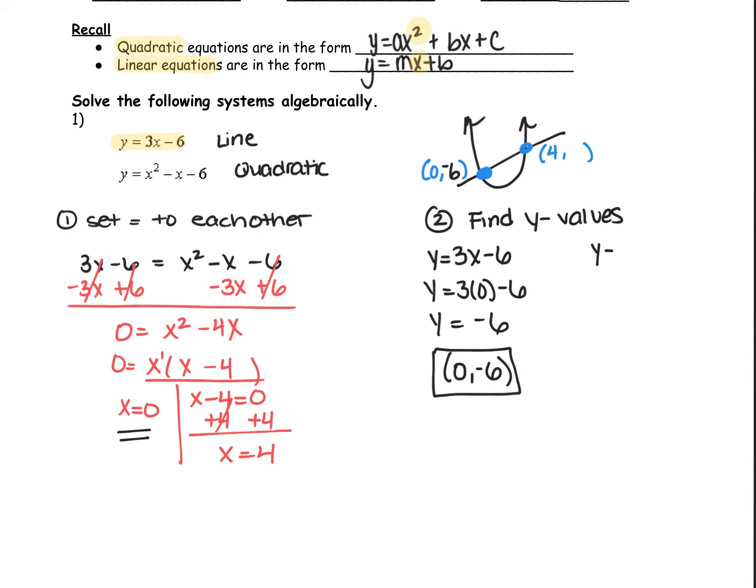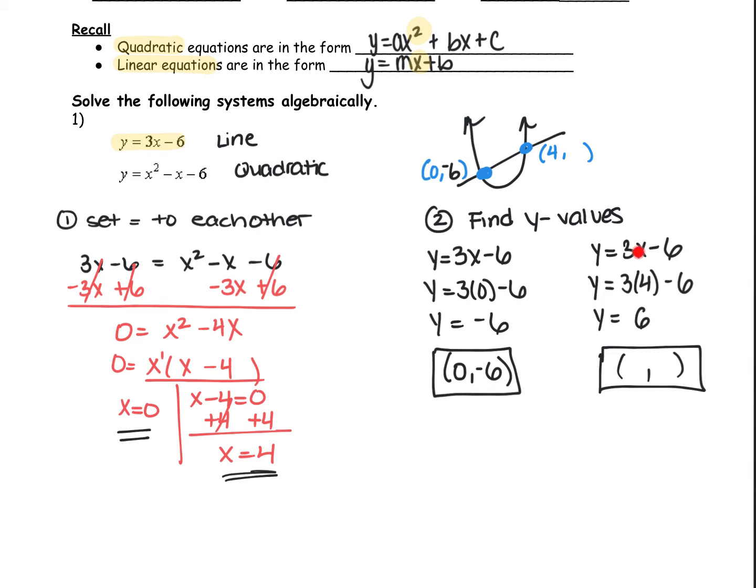Now we're going to do that again. y equals 3x minus 6, but this time we're going to plug in 4. So y equals 3 times 4 minus 6. 3 times 4 is 12. 12 minus 6 is 6. So you put in an x value of 4 and got out a y value of 6, so it's (4, 6). So those would be my points of intersection.